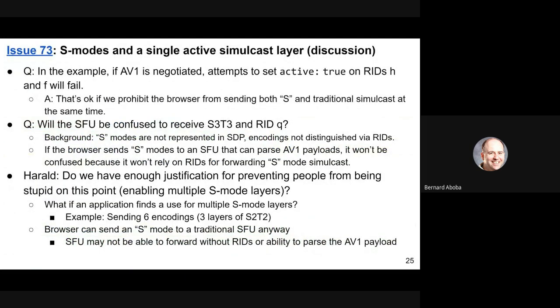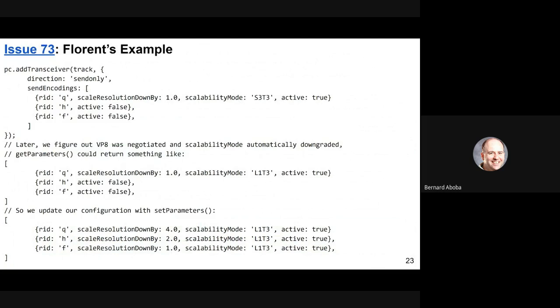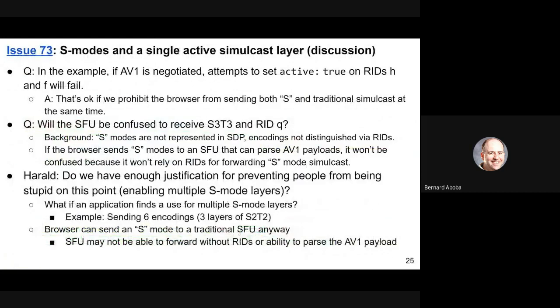So in issue 73, we then had some discussion about this. One question was, in the example here, in the addTransceiver, if you attempted to activate RID H or F, you would throw, because you couldn't do that. And that's fine if you want to prohibit the browser from sending both S mode and traditional simulcast at the same time. Then that's what you would do, and that would be the consequence.